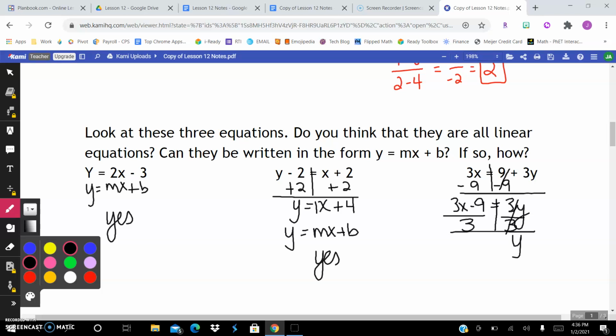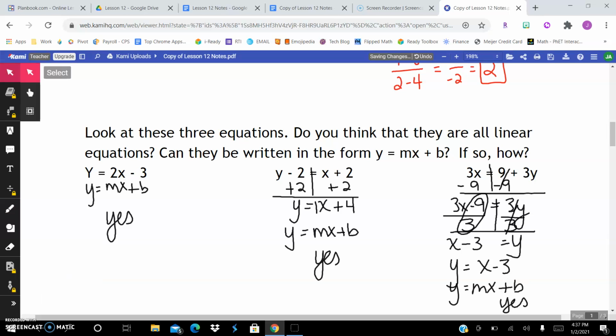So this side we would just have y. And then 3 divided by 3 here would be 1, so we would just have 1x. And then negative 9 divided by 3 would be negative 3, so we would write minus 3. Now, this isn't quite in the exact form of y equals mx plus b, so I can flip it around. And then it is in the form of y equals mx plus b. So all three of those are linear equations.